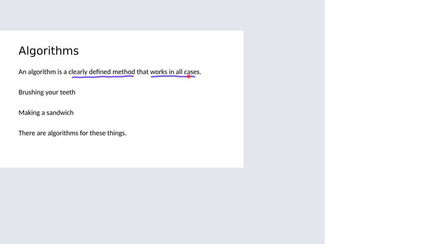But there are other things for algorithms. Brushing your teeth. Okay, you get your toothbrush out and then you put toothpaste on it, then you get it wet, you brush your teeth, you rinse it off, you rinse your mouth. Step by step by step by step. Clearly defined method. You do it every single time. That's an algorithm. Making a sandwich. Get out a couple pieces of bread. Put whatever you're going to put on there. Close it up and then you can eat it. That's an algorithm because you do the same thing every single time. It's a clearly defined method that's repeatable and you do it over and over again. Those are algorithms. And now we're going to look at algorithms for addition.